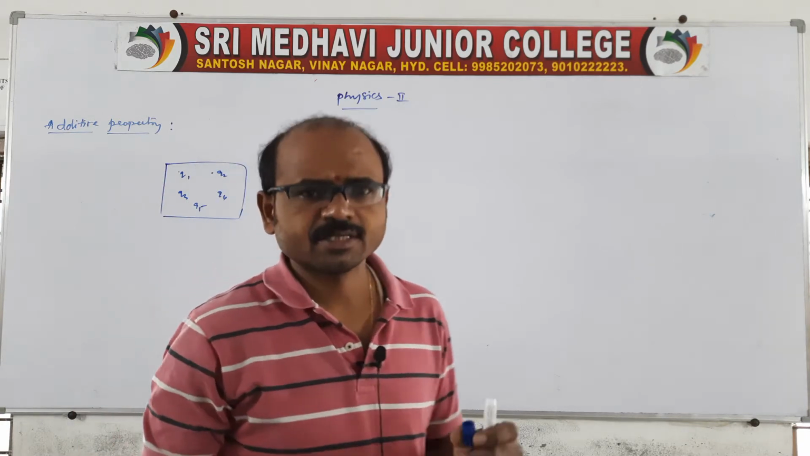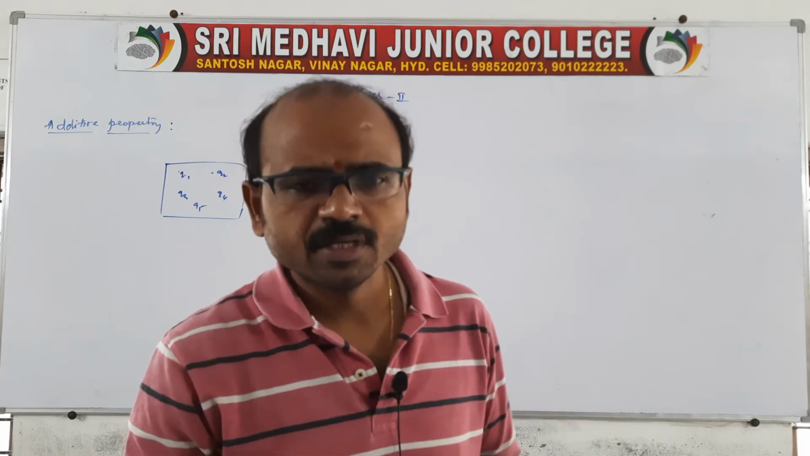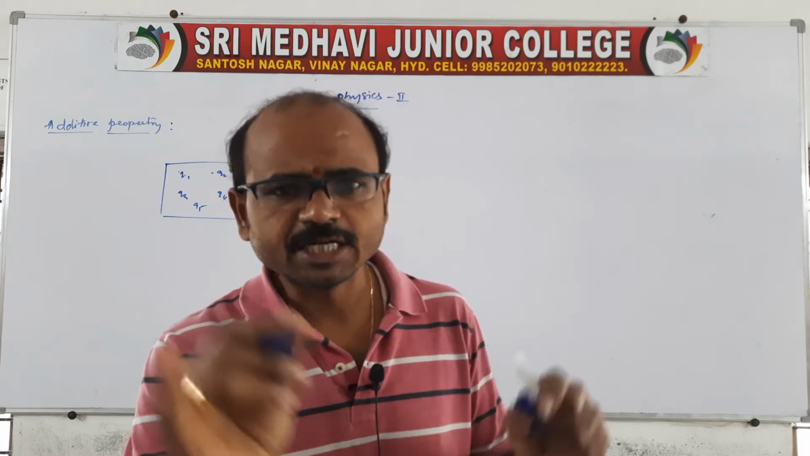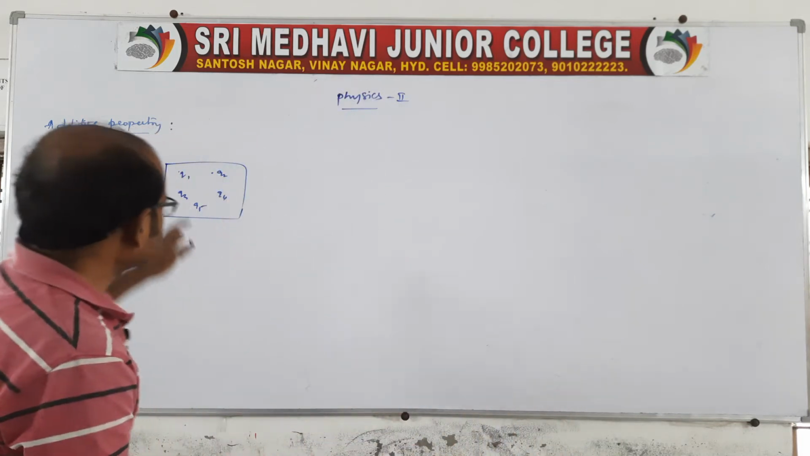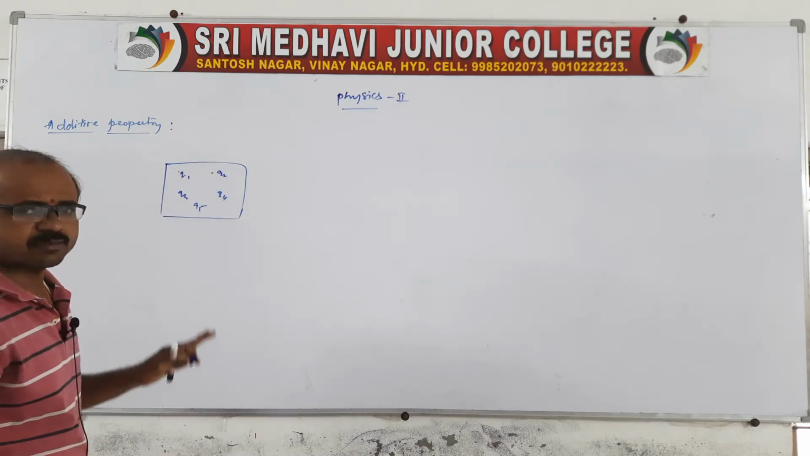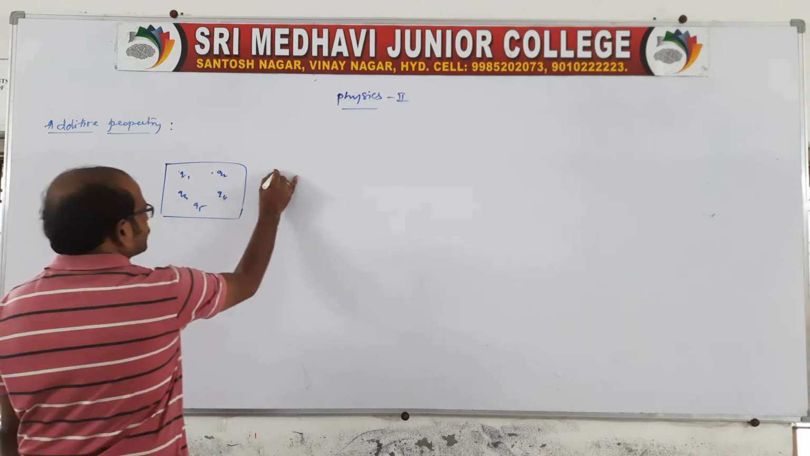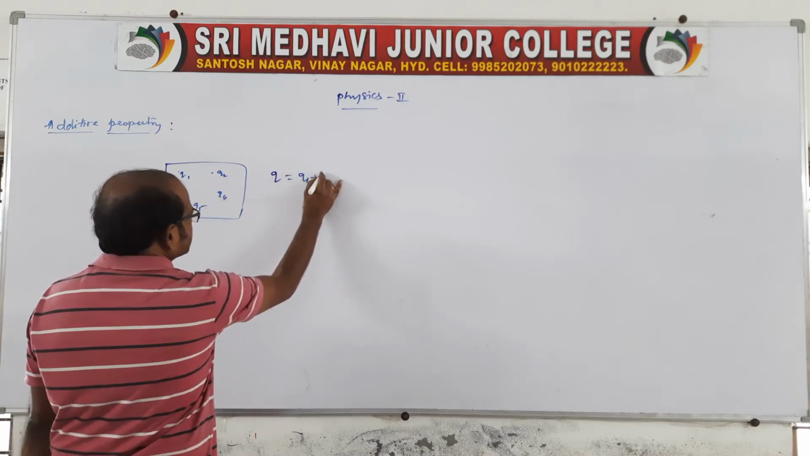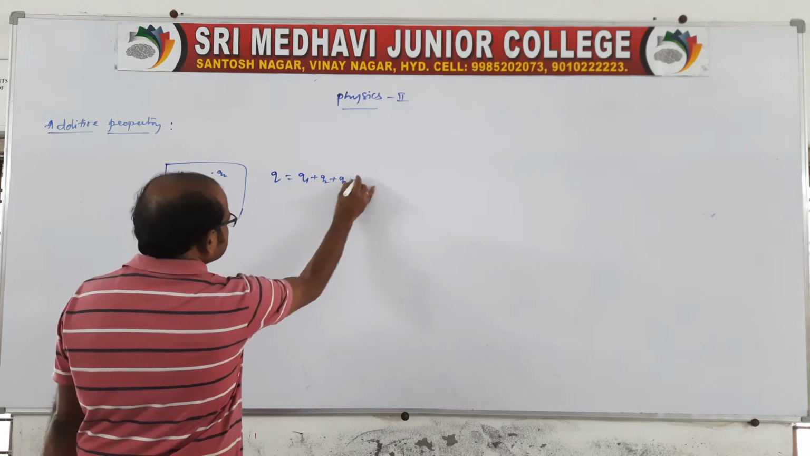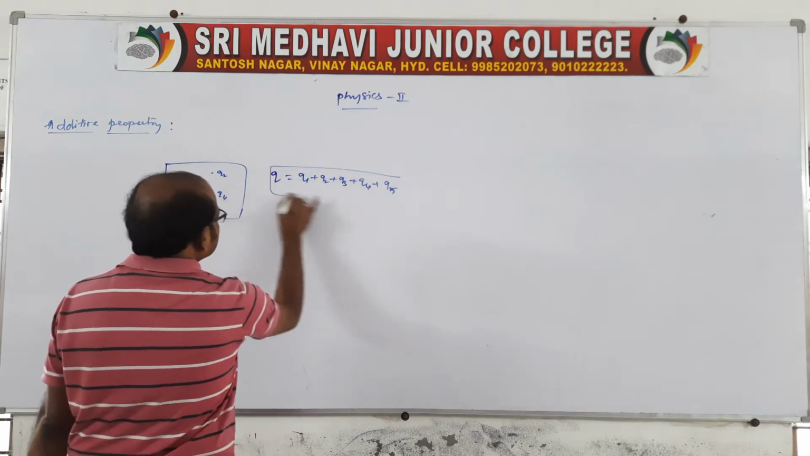Additive means add all the charges which are located at different places. Individual charges are there, no? Then you take the algebraic sum of all charges. The sum of all charges gives the total charge of the system. So Q is equal to Q1 plus Q2 plus Q3 plus Q4 plus Q5. There are 5 charges, no? This we can say is additive.